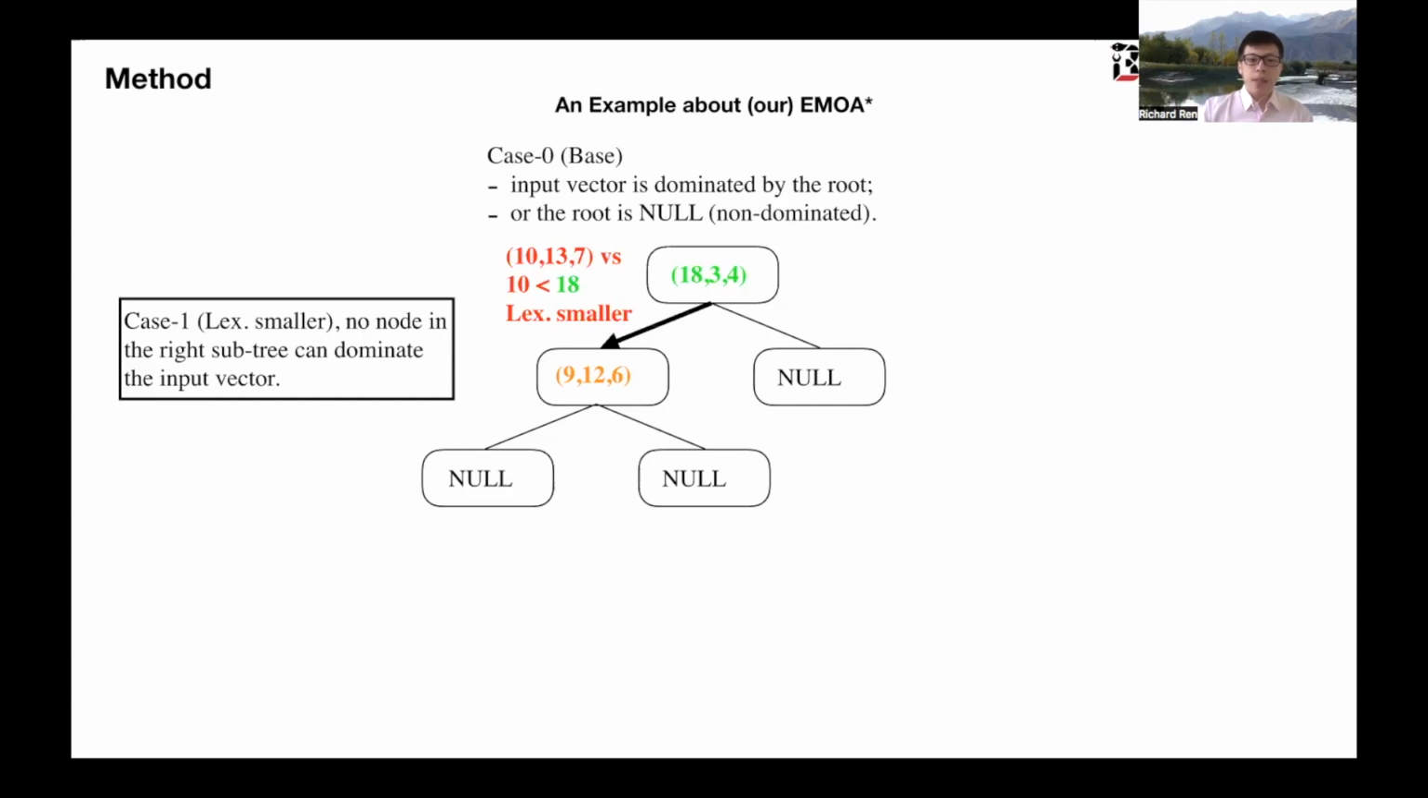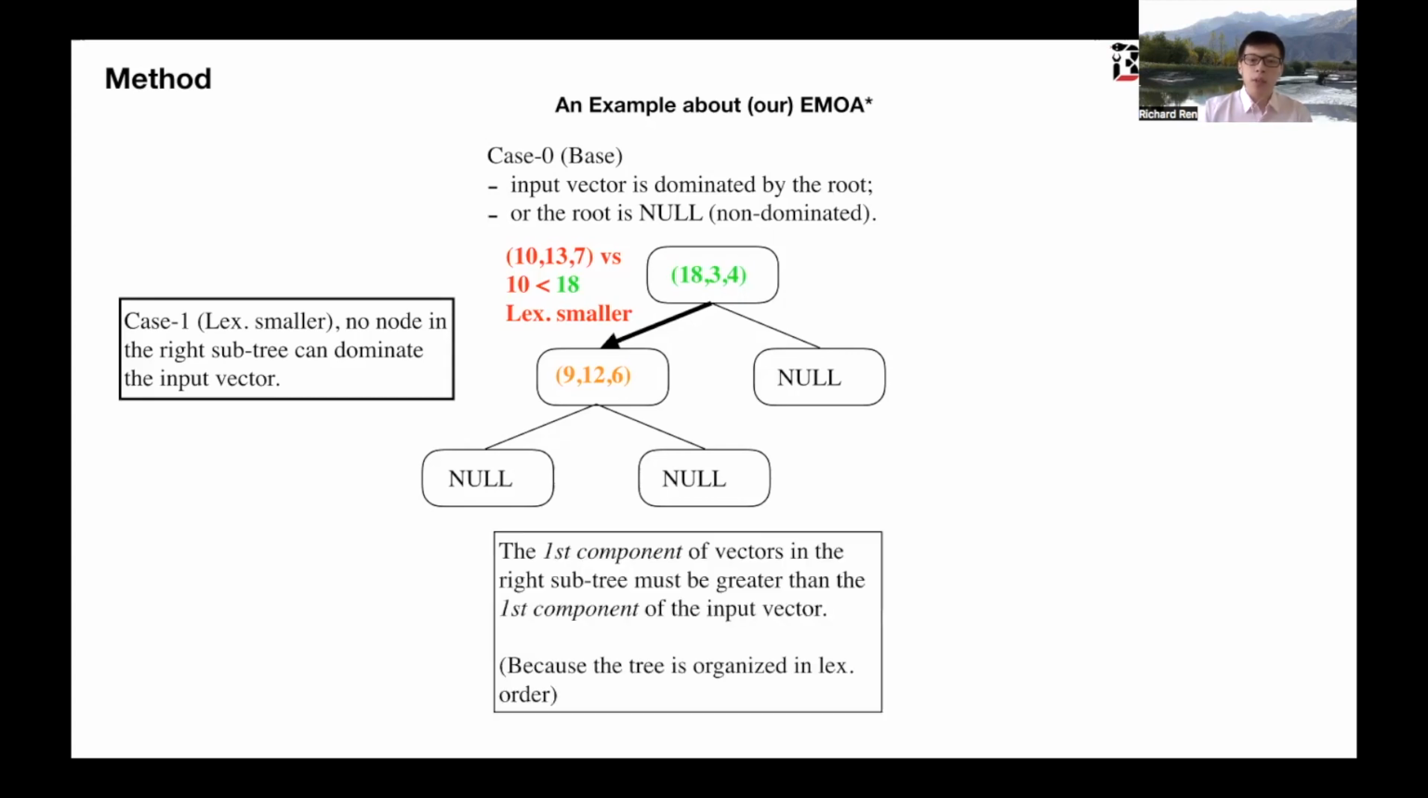Okay, then the next case is if the input vector is lex smaller than the root node, then in this case, we only need to recursively traverse the left subtree and we can ignore the right subtree. The reason is that no node in the right subtree can dominate the input vector. And more precisely, the first component of vectors in the right subtree must be greater than the first component of the input vector. And this is because of the way the tree is organized.